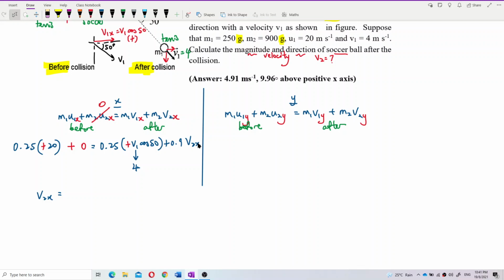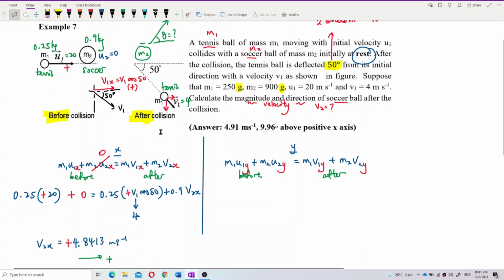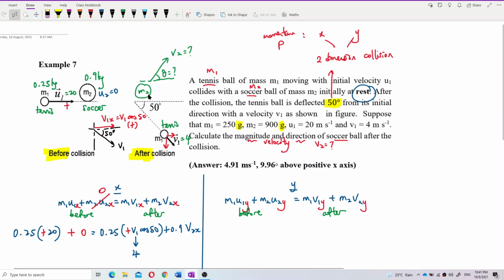Okay, so I got the answer for V2x is positive 4.8413. Put 4 decimal places for more accuracy. Meters per second. Positive means going to the right. Positive in the x component means going to the right. If you get negative, it means going to the left. Right now we know V2x is positive, so that means our prediction is correct. Our V2x is positive, going to the right.